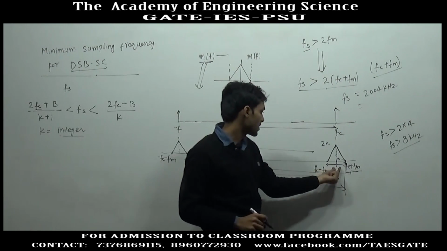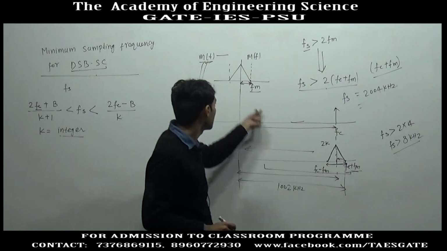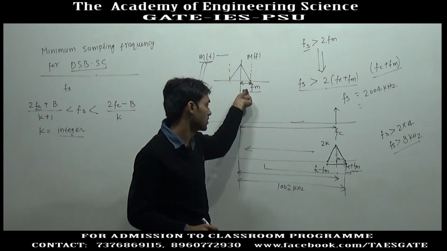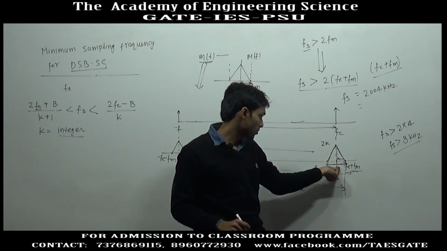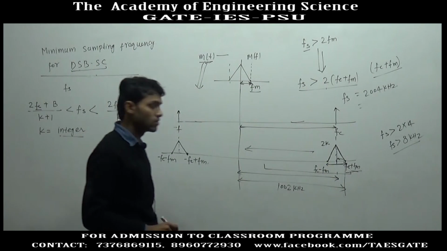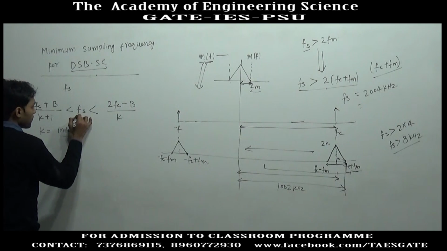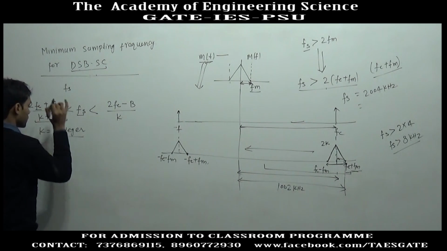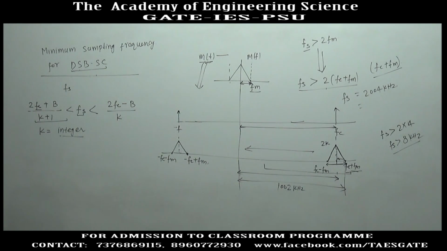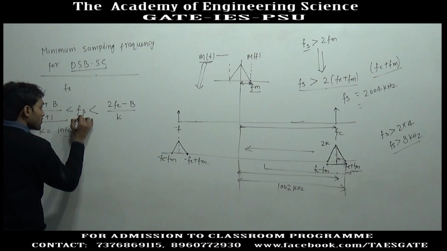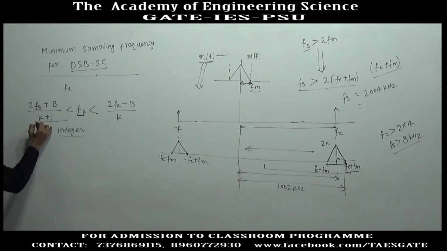So, in this case, if the bandwidth of the baseband signal is 2 kilohertz, the bandwidth of the modulated signal will have 4 kilohertz bandwidth. So, k is an integer. Fs must be greater than this quantity, and k has to be an integer, but for obtaining the minimum value of Fs, we have to maximize k.